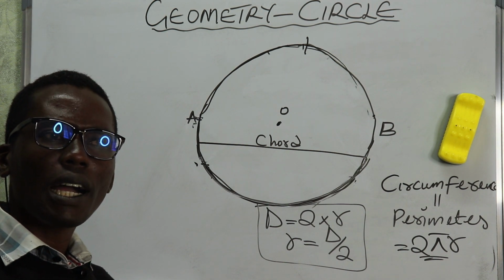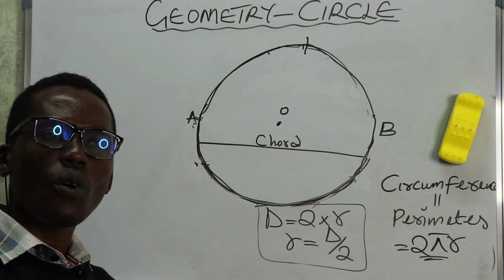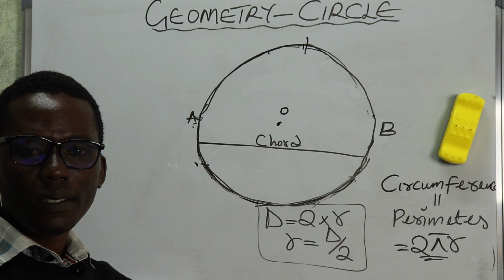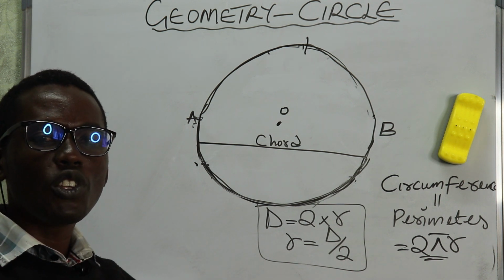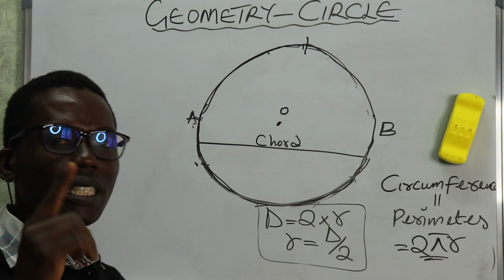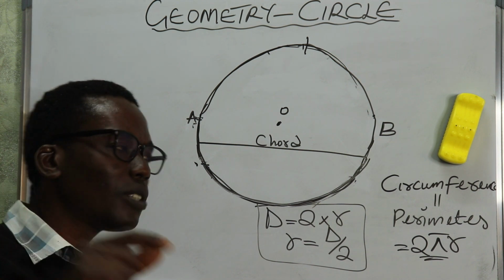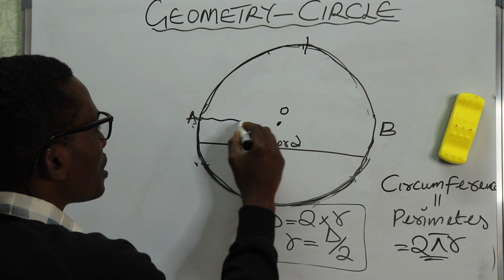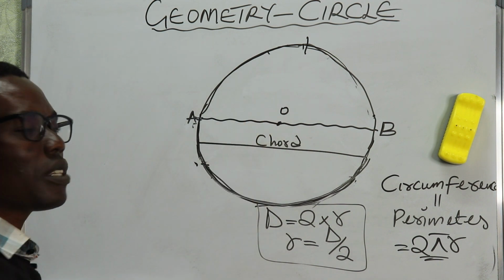Now come to think about it, a semicircle is just half of the circle. Any arc that is larger than the semicircle is called the major arc, and any arc that is smaller than the semicircle is called a minor arc. Remember that the semicircle divides the circle into two equal parts. This whole part is a semicircle.